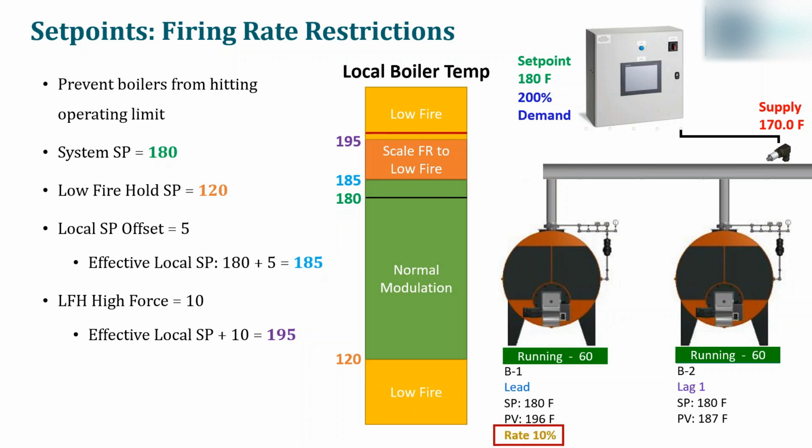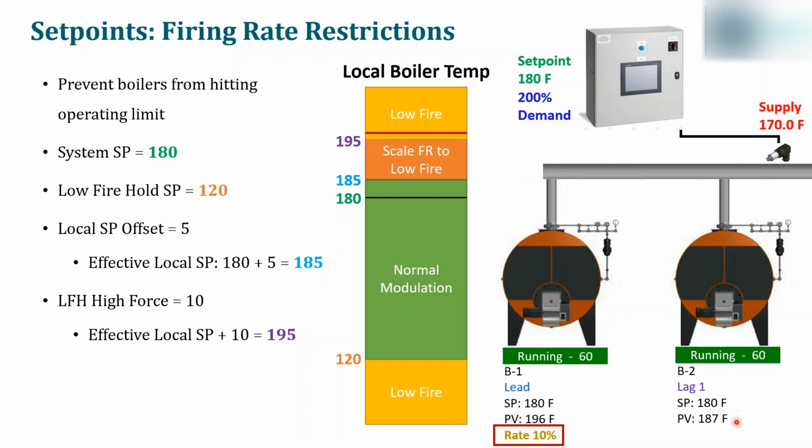So in the example of our boiler 1 here, you'll notice that our process variable is at 196 degrees Fahrenheit. So that's right here where this red line has been placed on this chart, okay? So since we're in the low fire zone, our firing rate's at low fire. So we're assuming that these boilers are a 10-to-1 turndown boiler. So the firing rate of boiler 1 will be 10% when it's at 196 degrees Fahrenheit.